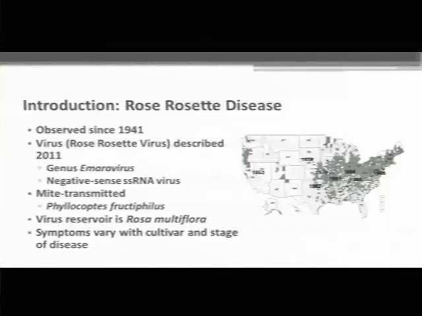So rose rosette disease is transmitted by an airborne mite called Phyllocoptes fructiphilus. And the virus has its reservoir in a rose called Rosa multiflora.